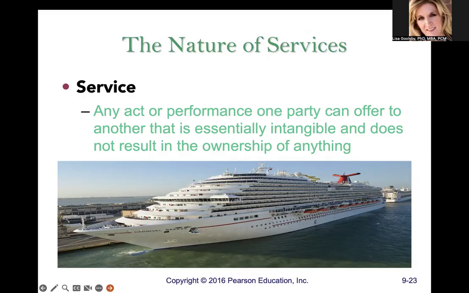Now, I already mentioned the thing that I really like about it is that you're front facing with your customer. And so you can make sure that they're completely satisfied before they leave your place of business.